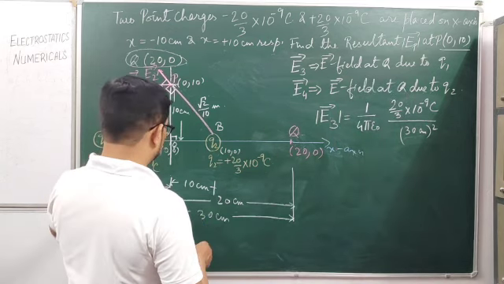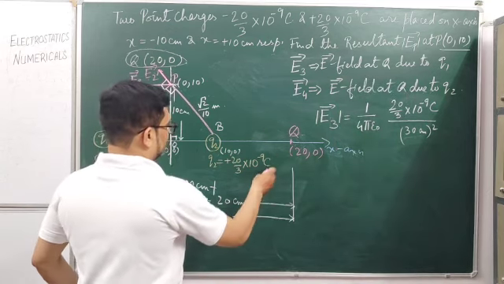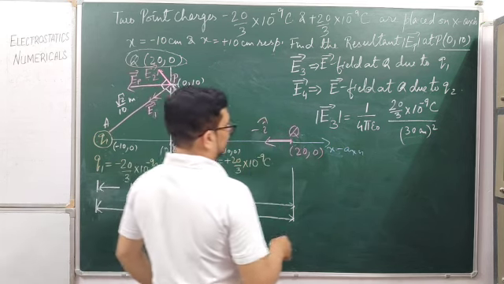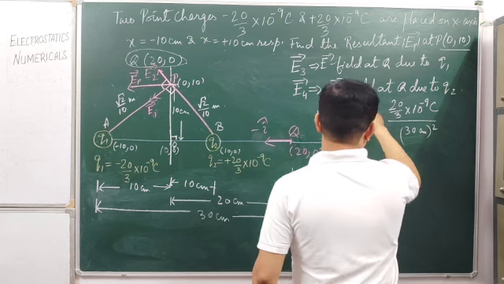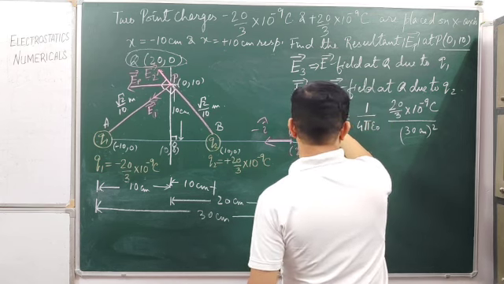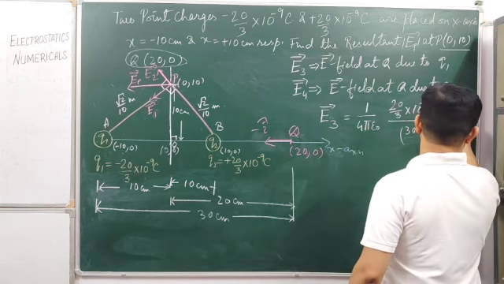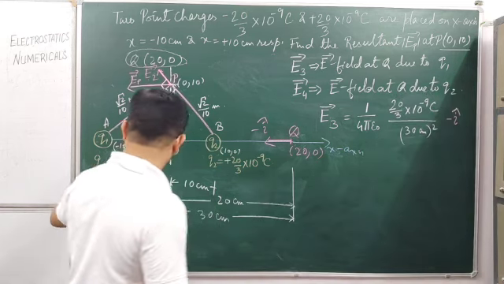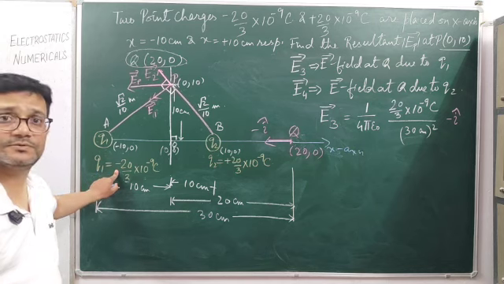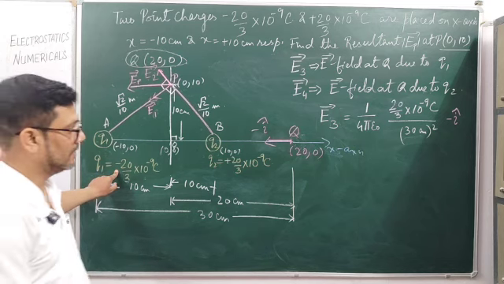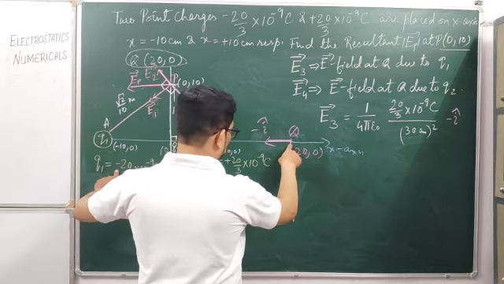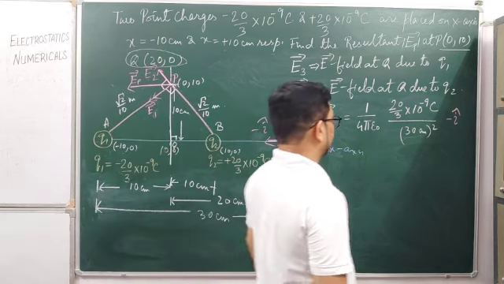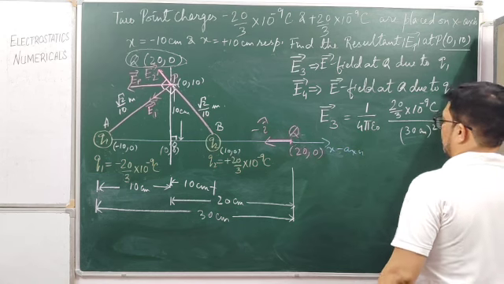This is what we get as the magnitude, and we know that the charge is negative, so what would be the direction? This is going to be minus i cap. If you want the vector, E3 goes to minus i cap, because this is negative, minus 20 by 3 times 10 raised to the power minus 9 Coulomb. And here at Q, the direction would be towards the negative x-axis, minus i cap.